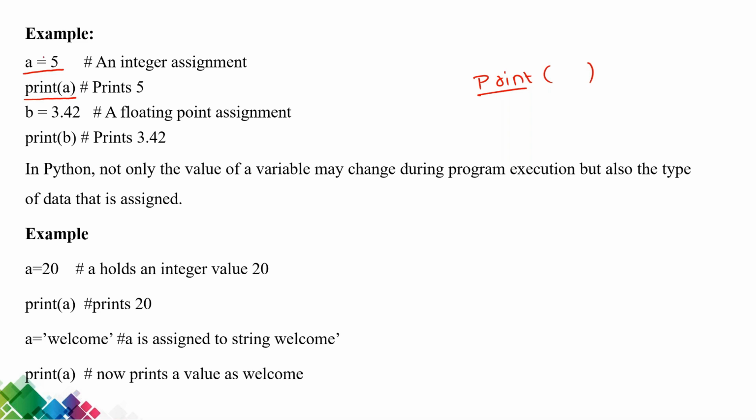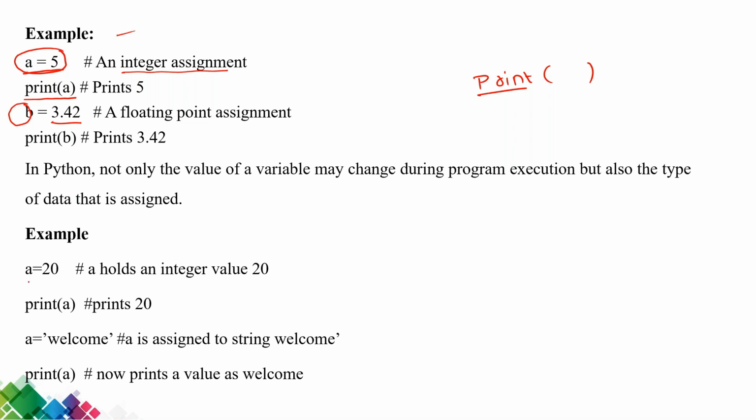Here understand carefully. Here I am not doing any declaration. Directly I give the value A is equal to 5. So it is an integer assignment. We are assigning an integer value. If you give a float, automatically B becomes the float value.